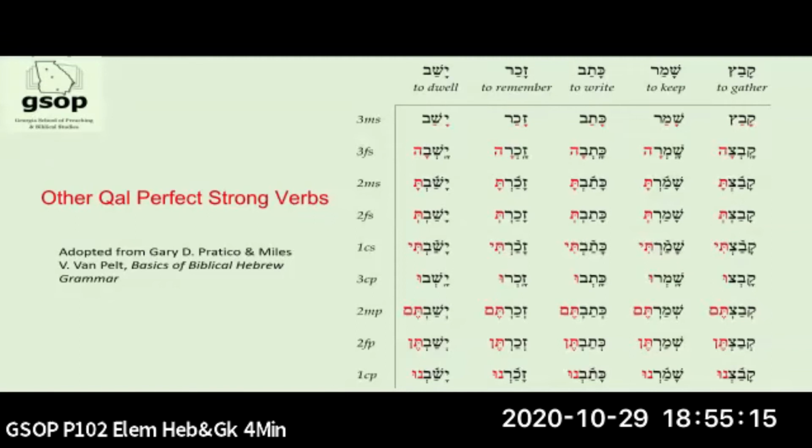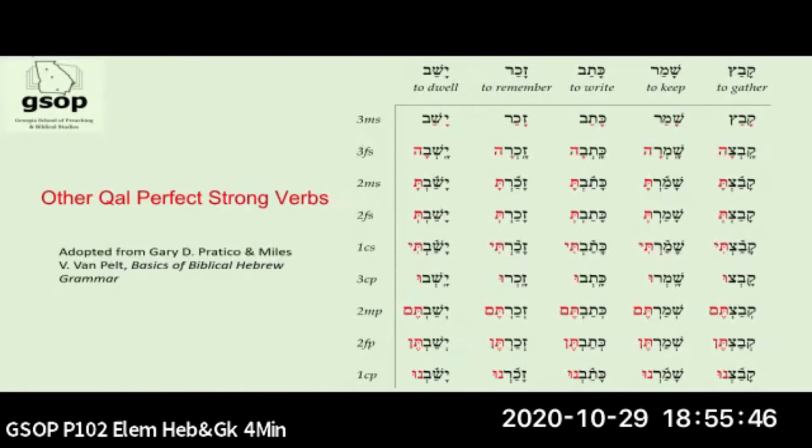So again, we go down the pattern. You see that the second masculine singular, it's the same pattern. It has the ending with the tav with the kametz underneath it. The second feminine has the tav with the shva underneath it. The first common singular has the tav with the chirik yod, that is the vowel letter chirik yod underneath it. The third common plural has the shurik at the end, that is the U sound.